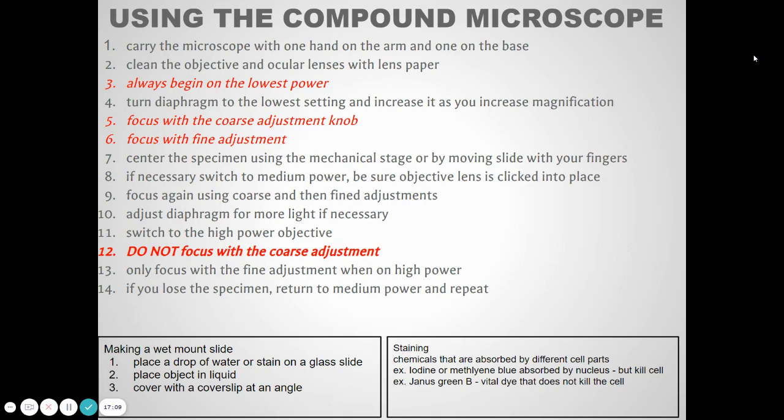Sometimes with cells, we want to add a special chemical that colors them a certain way. There are certain stains we can use. They make the nucleus stand out, or they stain the cell wall, and so forth. To do that, we just add them while we're making the wet mount slide.